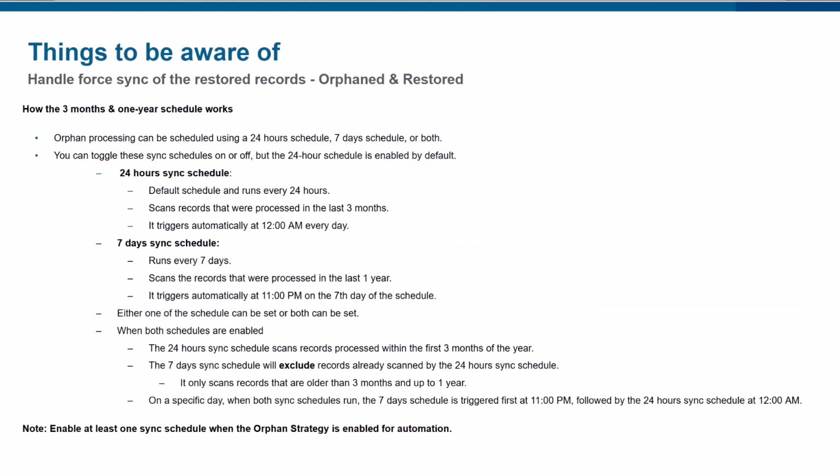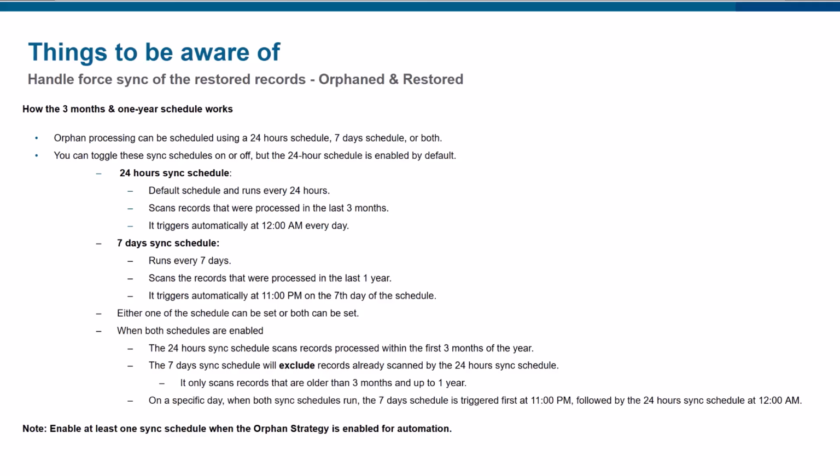This is more of how the schedules work. If it's a 24-hour schedule, it runs every 24 hours. It scans for the process, the last updated records in the last 3 months. And as of today, it triggers automatically at 12 a.m. These are all hard-coded schedules that we have. As I said, in the upcoming PI, we'll give the user the option to decide which hour, which time they want to schedule it. We'll open that up.